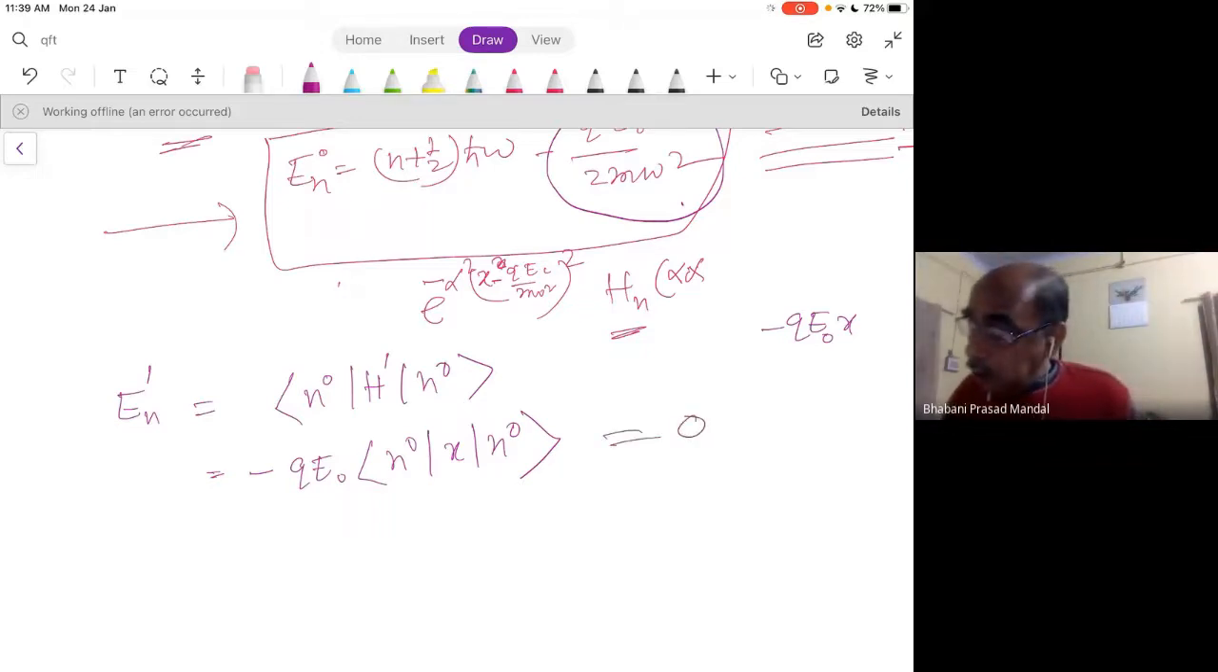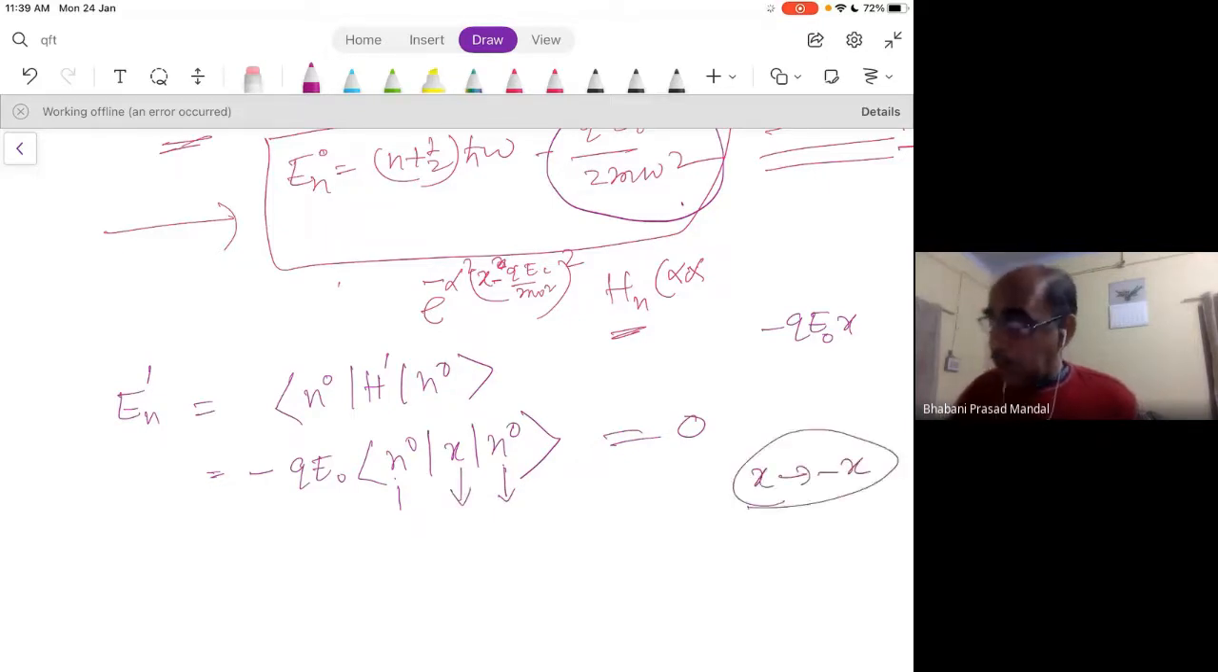How? Because in a harmonic oscillator, all the states have a definite parity. Definite parity means either plus parity or minus parity. It cannot be a mixed parity. So suppose n has an even parity. So this is even under parity, this is even under parity, and this is odd. Parity means x going to minus x. So under x going to minus x, this is positive, this is positive, this is negative.